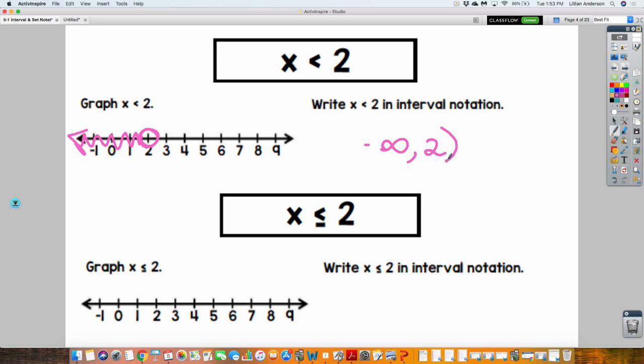X is less than or equal to 2. Open circle or closed circle? Closed. And which way am I going to shade? To the left. So you ask yourself, when you're writing an interval notation, what's the furthest left it goes? And then what's the furthest right it goes? 2. Making sure the comma separates the 2 numbers. What goes around negative infinity? And what goes around the 2? A bracket, because it is defined. Anytime it's an equal to, anytime it's a closed circle, it is defined. And so you put the square bracket. Everybody understand that? Pretty good?